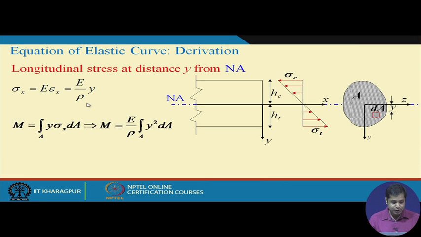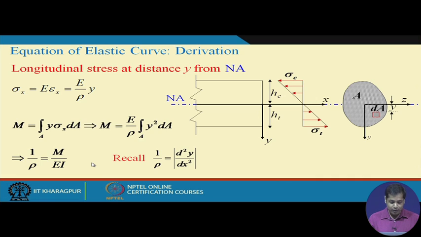Now, if we substitute the expression for sigma x from this equation, then this gives you E by rho, integral of y square dA. You are familiar with this term, integration over area y square dA. This term is called the second moment of area. In this case, it is the second moment of area about this axis. Generally, second moment of area is represented by I. So if we replace integration of y square dA by I, this equation becomes 1 by rho is equal to M by EI.